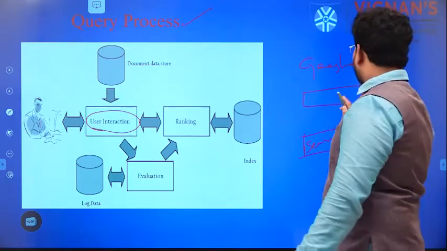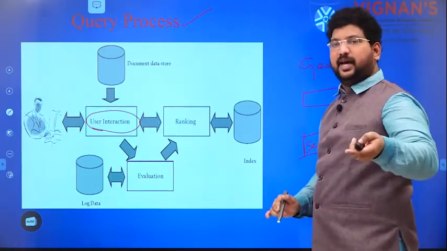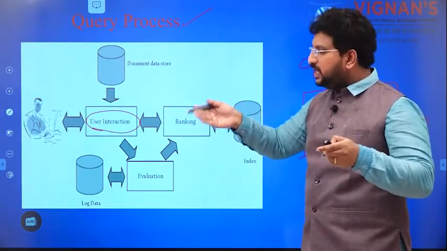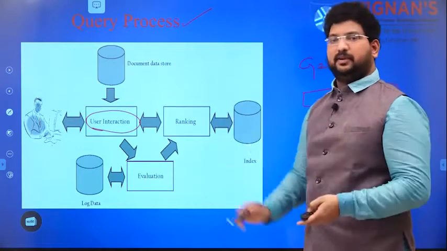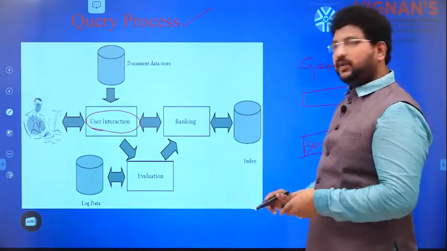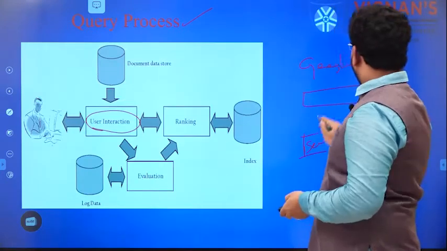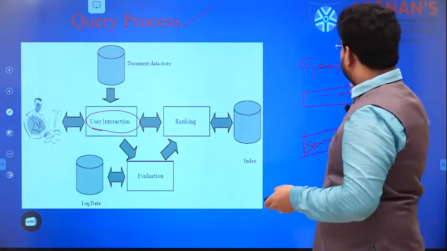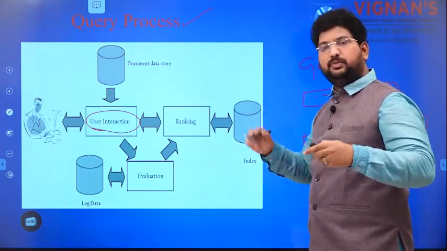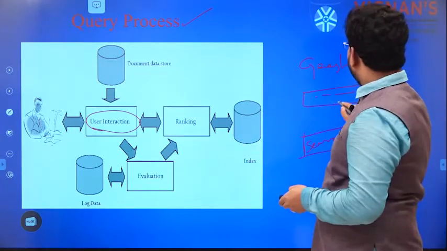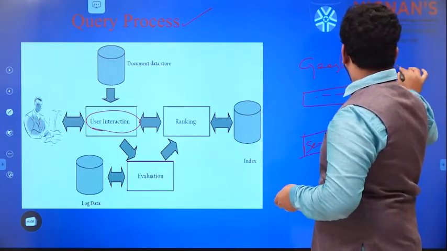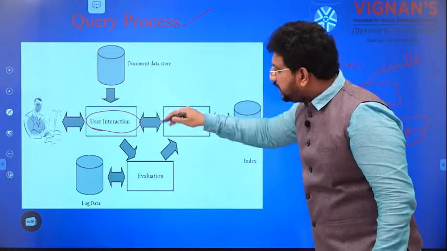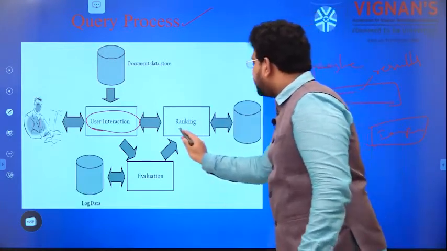Whenever you want to enter any text data, Google acts as a medium between the user and the system. The user interacts, and whatever text you want to enter, you enter here. It takes that web search query, processes it, and displays the results also. That's about the user interaction component.